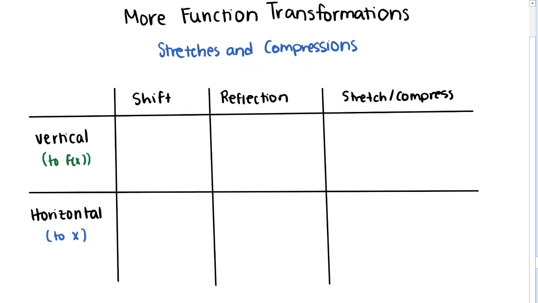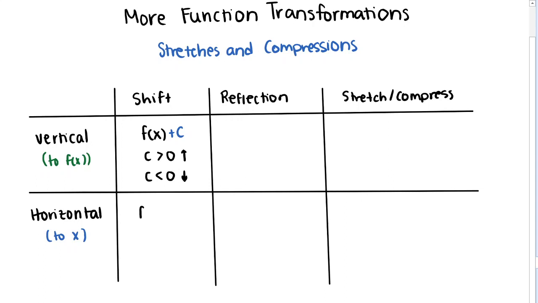So if I have some function f of x, and I add some constant directly to the function itself, well, what does this do to the graph of our function? The resulting graph of f of x plus c looks like f of x, but it's shifted up c units if that constant that we're adding on is positive, and it's shifted down if that constant that we're adding on is negative.